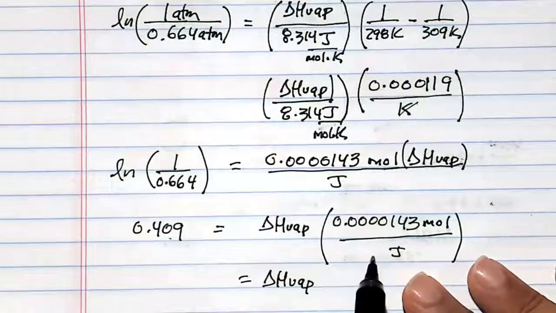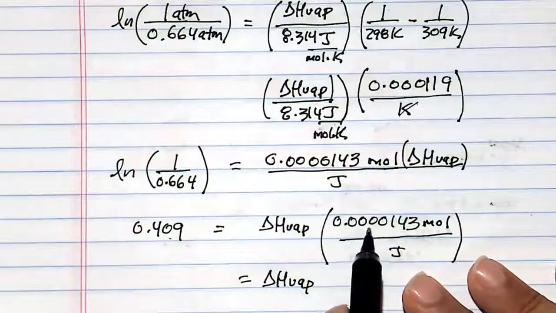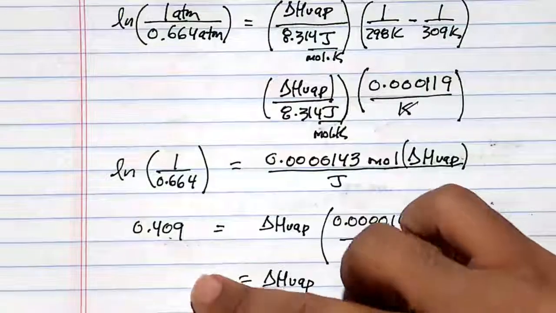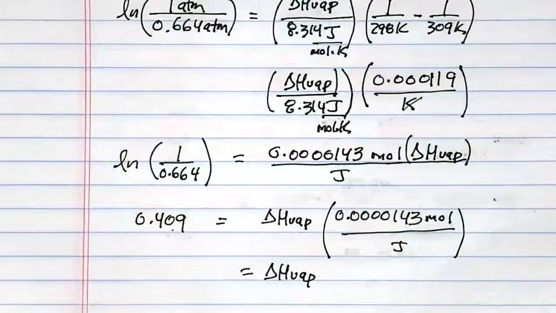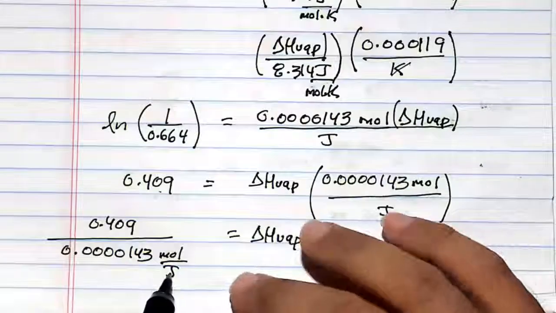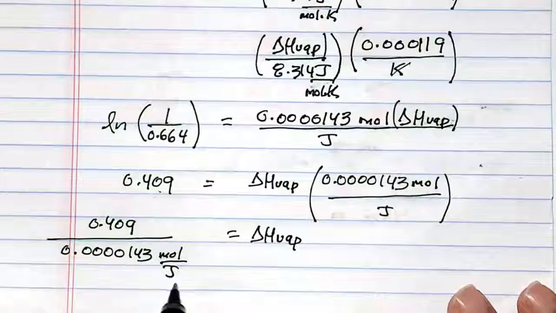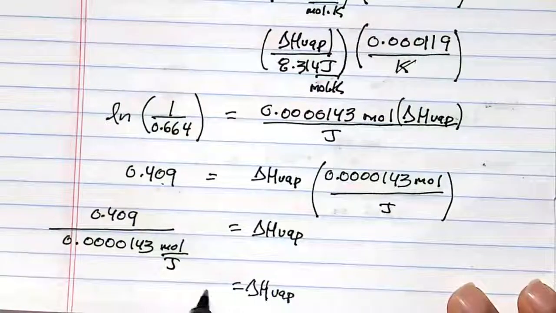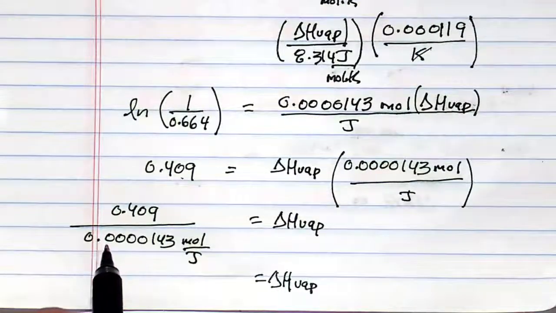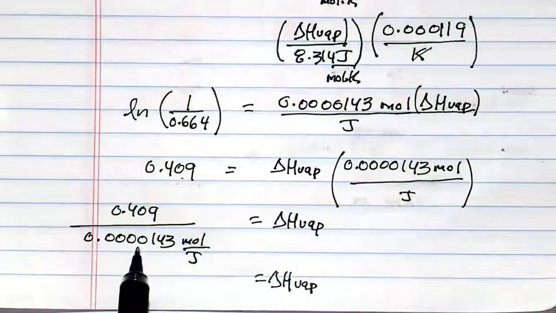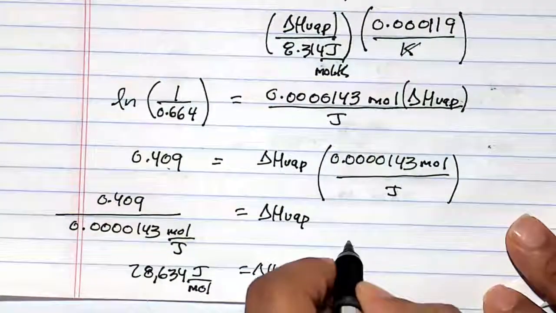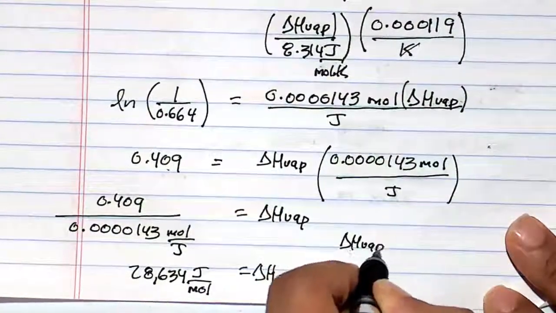In terms of units, when I take this and divide it by the 0.0000143 moles over joules, by division the units flip and I get joules over mole, which is the unit that I expect for the enthalpy of vaporization. This in the denominator inverts and my units are going to be joules over mole, and my enthalpy of vaporization will now be 0.409 divided by 0.0000143 is my answer. A lot of times people will put the enthalpy of vaporization in kilojoules per mole.